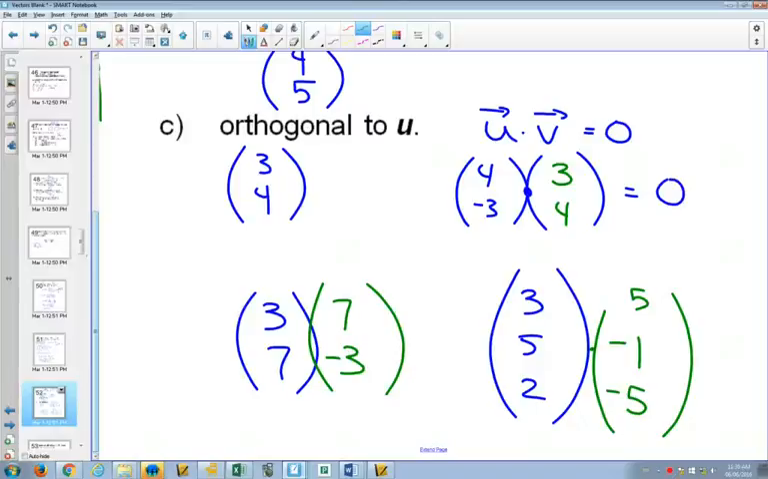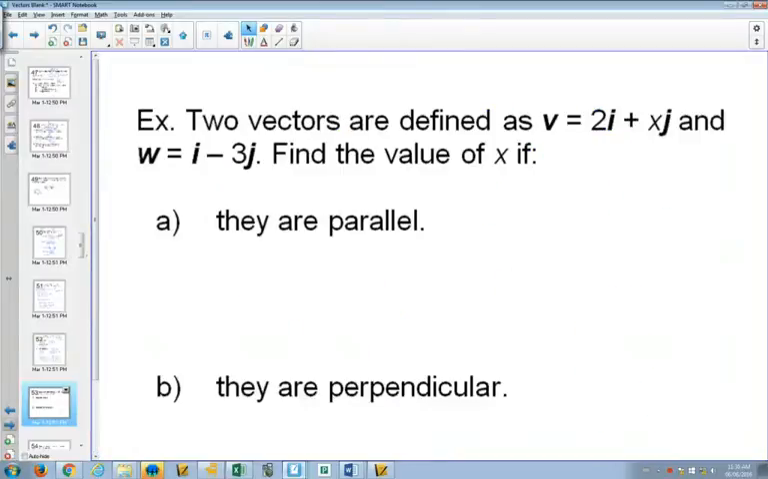So it wouldn't take too long to find one that's orthogonal with a 3 by 3. If you want to make your life easier, I don't want to worry about that bottom one, because then I can just go 5 and 3 and make one of these negative. But maybe that makes it too easy. So here we have two vectors, and we want to find x if they're parallel, and we want to find x if they're perpendicular. So I'll let you try that.